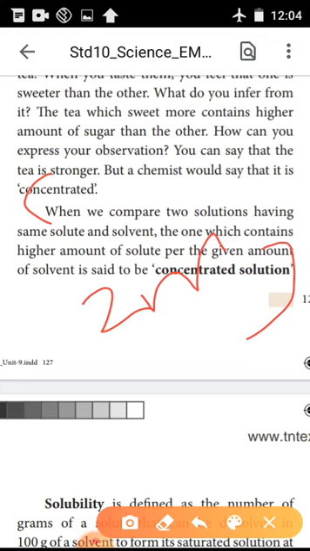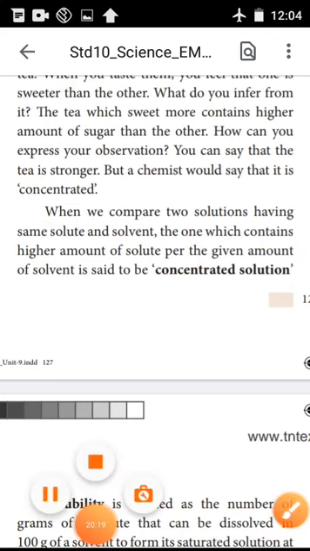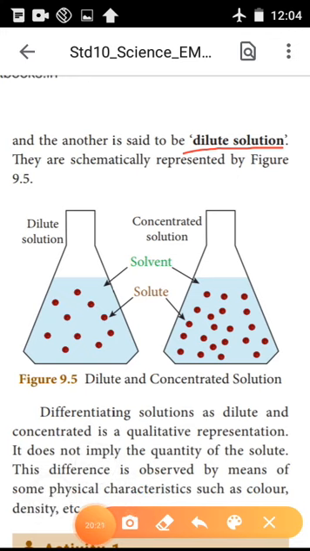Then what is a dilute solution? If a solution contains a lesser amount of solute, the solution will be a dilute solution. In a given solution, if the solution contains a lesser amount of solute, the solution will be called a dilute solution.